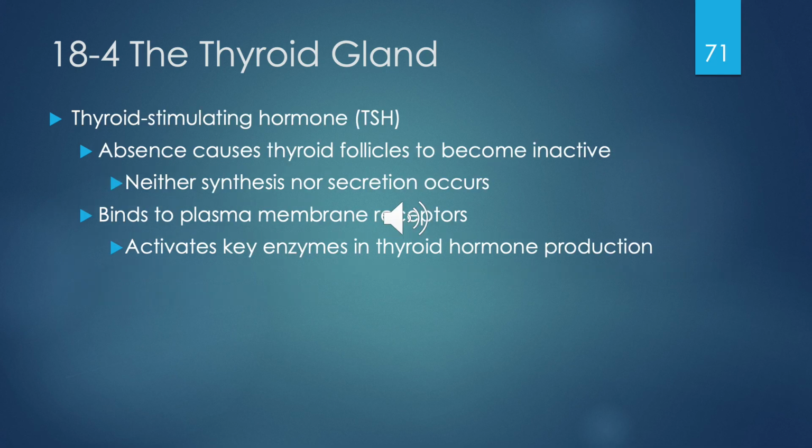In the absence of thyroid stimulating hormone, the thyroid follicles can become inactive. If they're inactive, nothing is happening. They're just sitting there, so they're not synthesizing thyroid hormones, and they're not secreting thyroid hormones either. Thyroid stimulating hormone binds to plasma membrane receptors, and this activates key enzymes in thyroid hormone production.